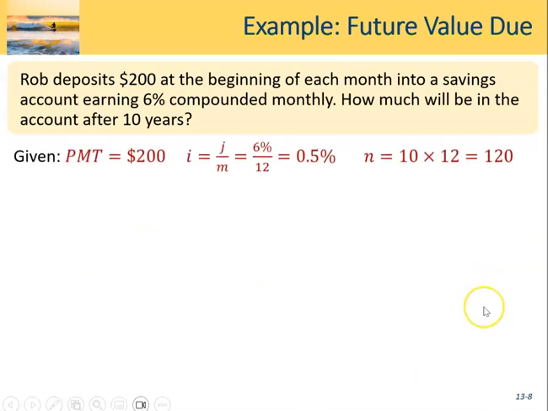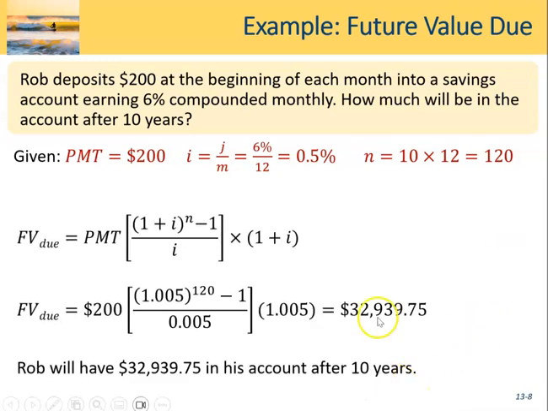Okay, so we've got our information. We've got our payment of $200. We've got our interest rate of 6%, and we have our N of 10 times 12 to give us 120.